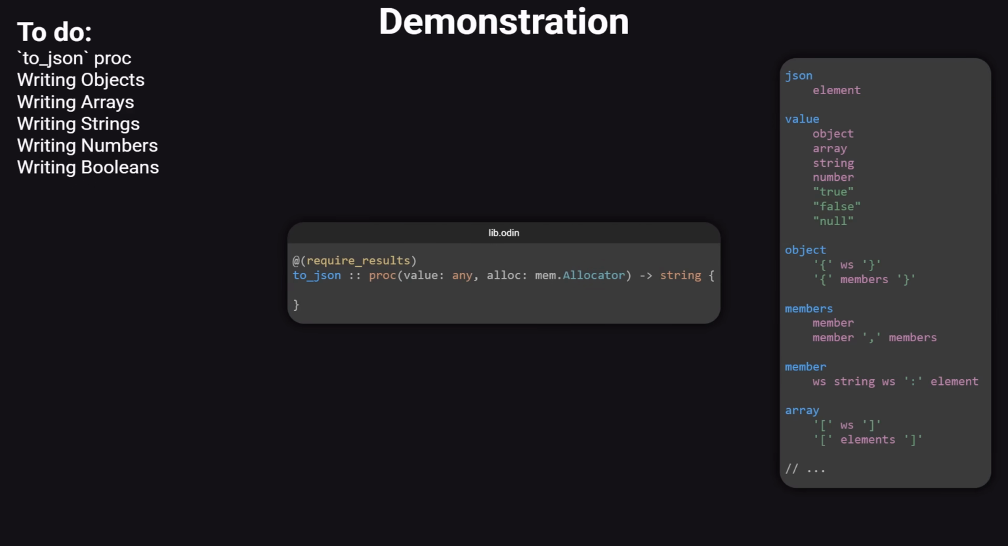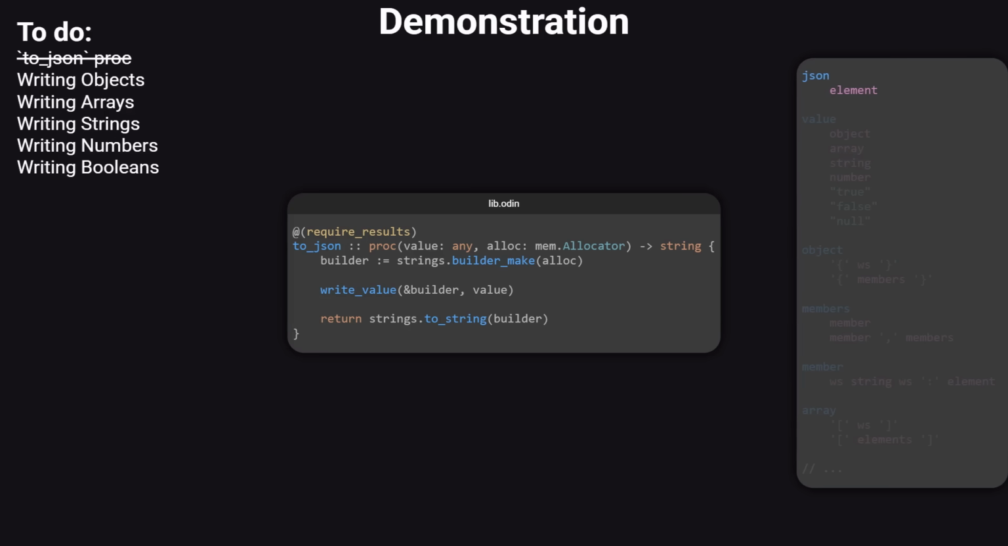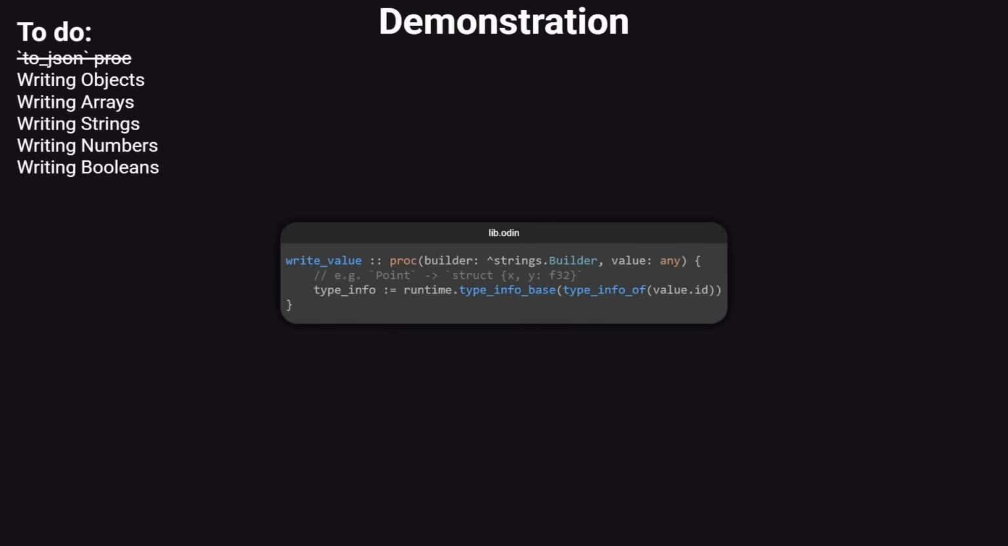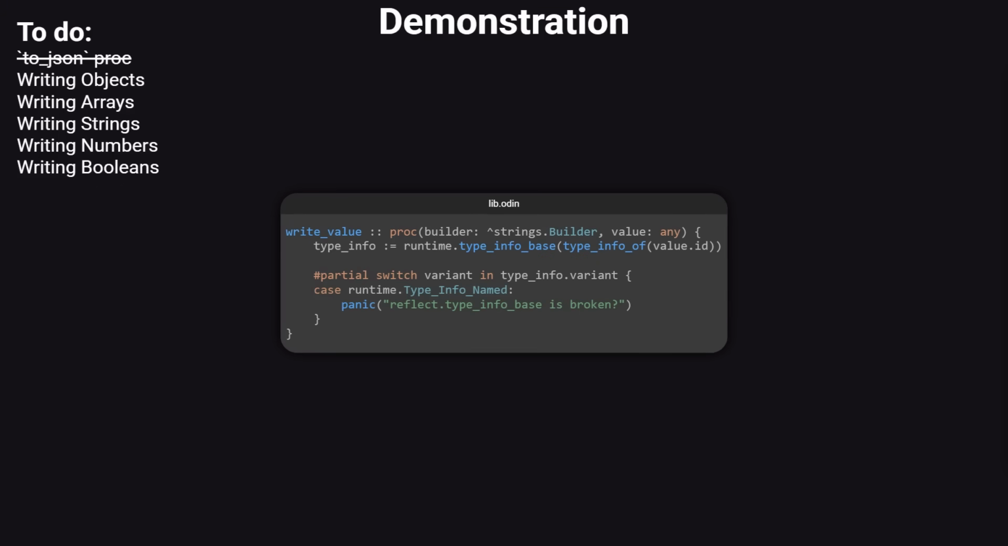The JSON spec says that the top level of a JSON file can be any JSON value. So we're actually just going to set up our builder and call our writeValueProc here. First, we'll get the base info of our type. Base here just means we're removing any distinctness, including named types. Next, we'll add a switch statement that'll determine what type of value we actually want to write. The easiest case is the named case, since that would only trigger if the runtime was broken. We'll add a panic and move on.